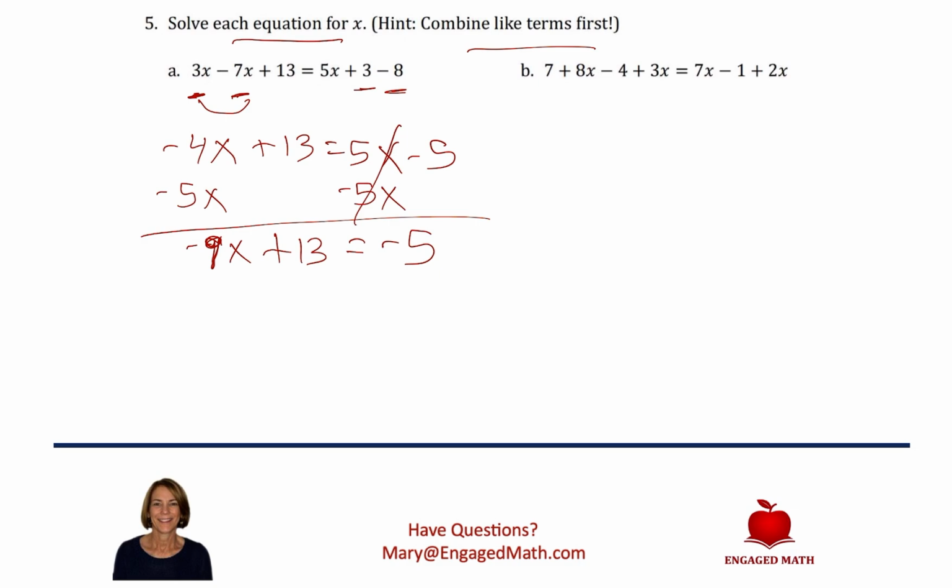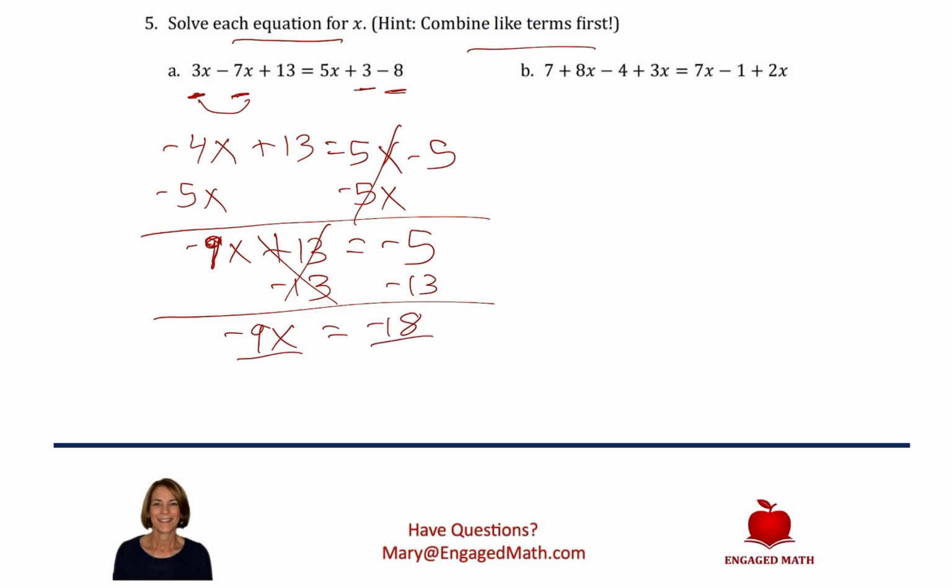Okay, now I'm trying to move that 13 to the right-hand side because I like the numbers on the right with the variables on the left. So I have simply negative 9x on the left. The 13 and the minus 13 is gone. So it's negative 9x equals negative 18.